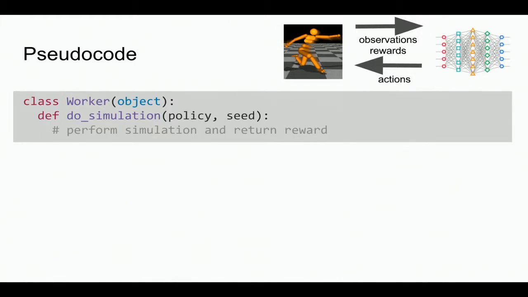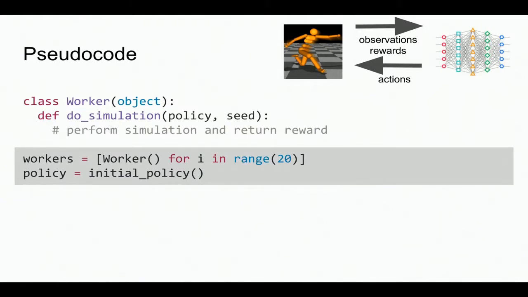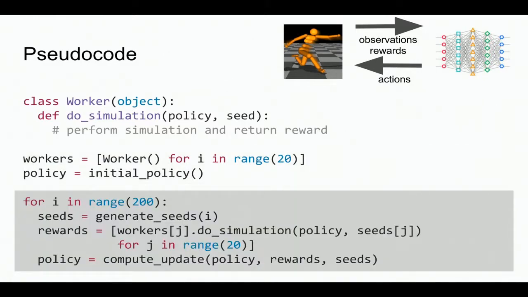This code would run on one machine, for example. We have a worker class, which has a simulation method. It takes as arguments the policy and a seed, performs a simulation in the simulator, and returns the reward. Then we create a number of workers, in this case 20 workers, and we initialize some initial policy. Then we do some iterations of the algorithm, in this case 200 iterations.